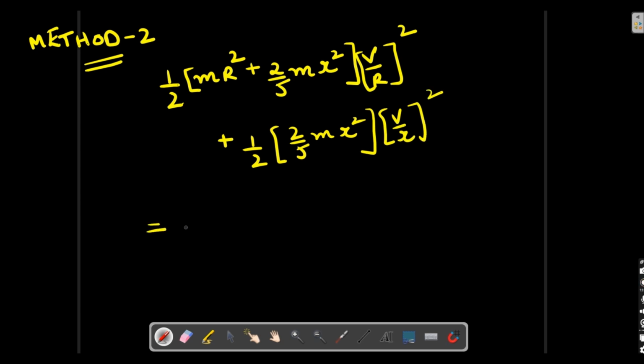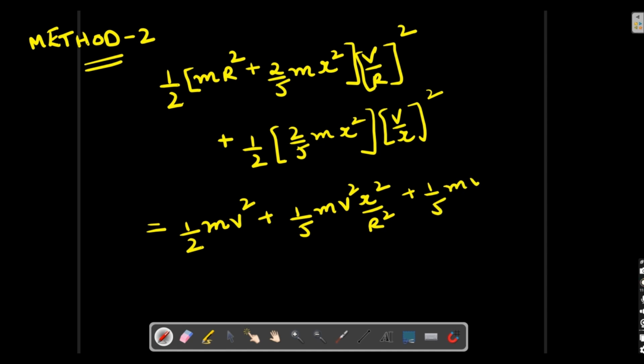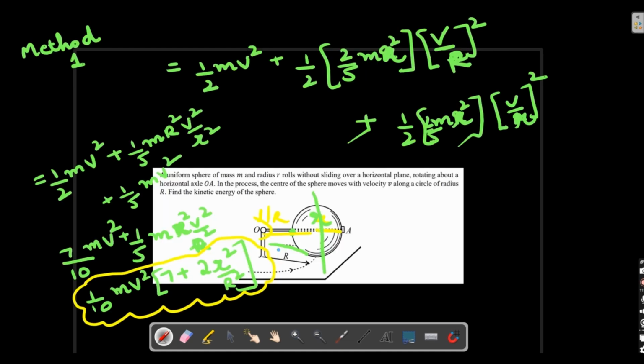Now, what do you have? Again, half m into r square, v square by r square. We will have half m v square again. If we cancel this, half m times v square into r square by r square, and then again we'll get 1 by 5 m v square. This is what exactly we got in the previous case.